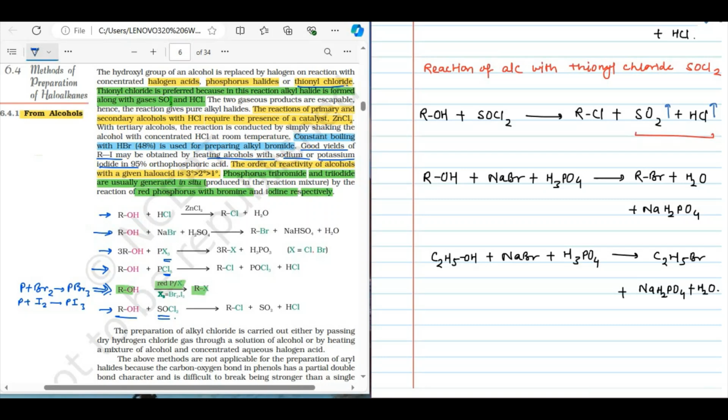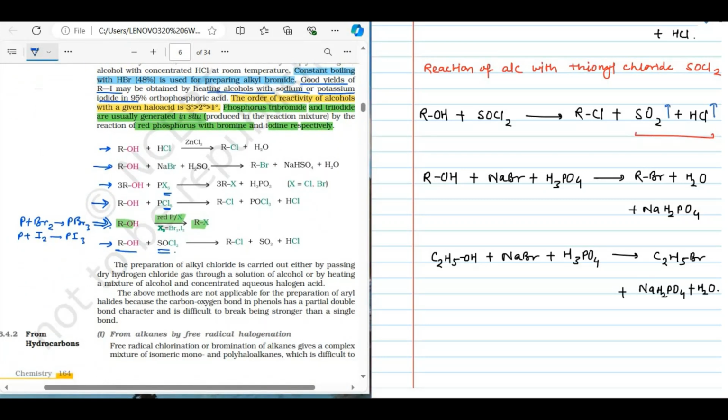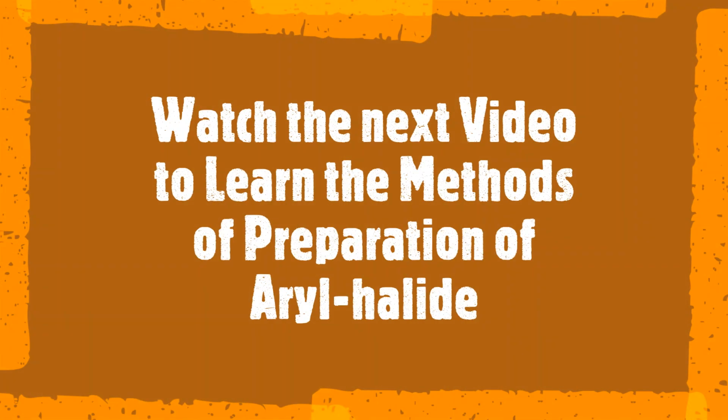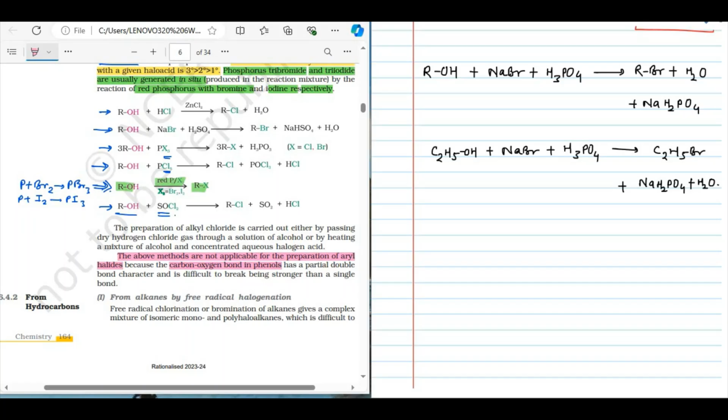Now let's read from the book. The preparation of alkyl chloride is carried out either by passing dry hydrogen chloride gas through a solution of alcohol or by heating a mixture of alcohol and concentrated aqueous halogen acid. Here it is written that the above methods are not applicable for the preparation of aryl halide because the carbon-oxygen bond in phenol has a partial double bond character and it is difficult to break, being stronger than a single bond. So let's try to understand it.